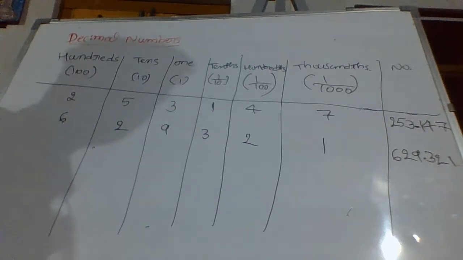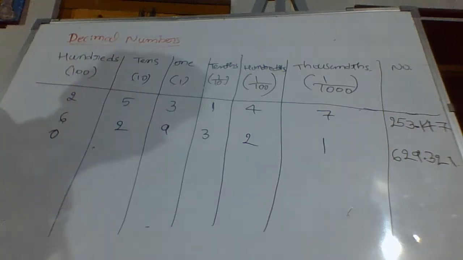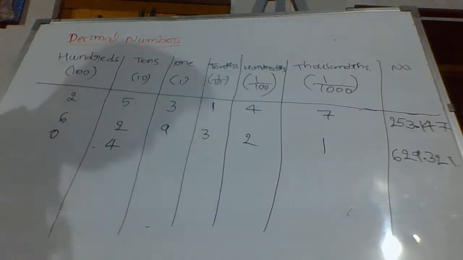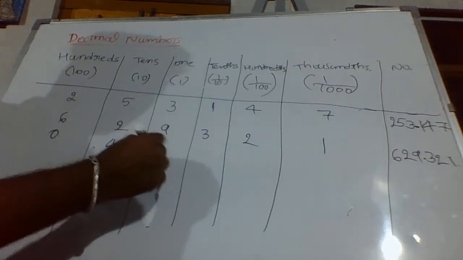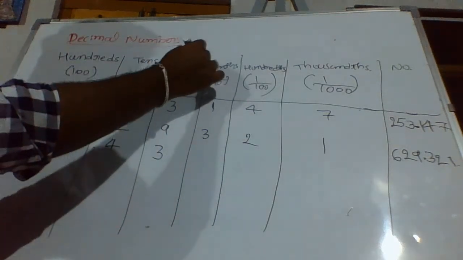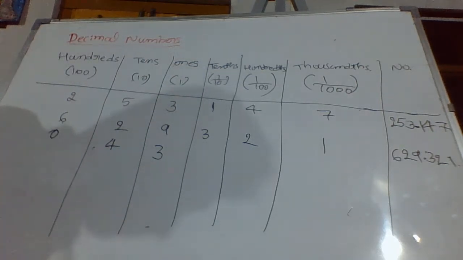So now let us see the next example. Here in the third example, meaning in the third row, what are they given? 0 at the hundreds position and 4 at the tens position and 3 at the ones position. Here we should write ones.